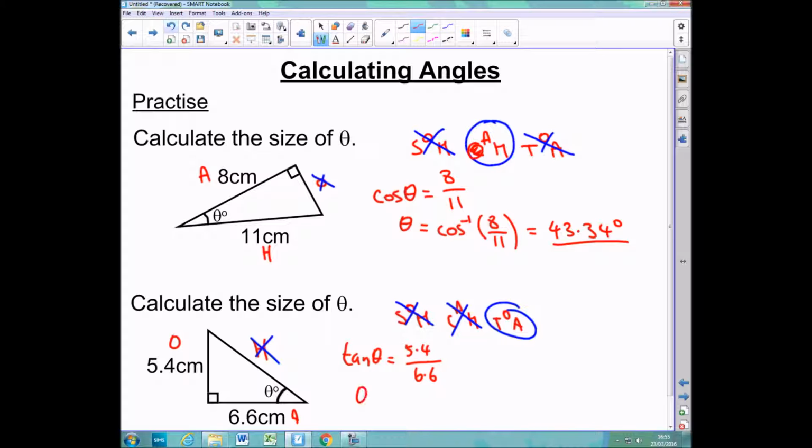So to find theta or my angle out, I need to do the inverse tan or shift tan of 5.4 divided by 6.6. Remember that you can either use your fraction button or you can use just plain old divide in order to work that out. So again, I'm just going to do that on my calculator and round it to 2 decimal places, and I get 39.29 degrees.